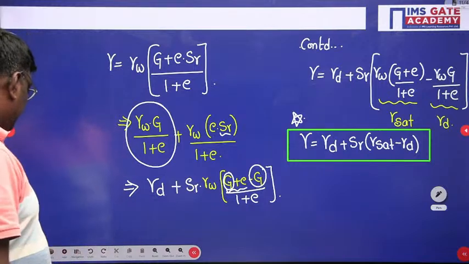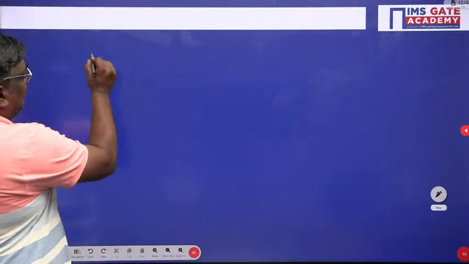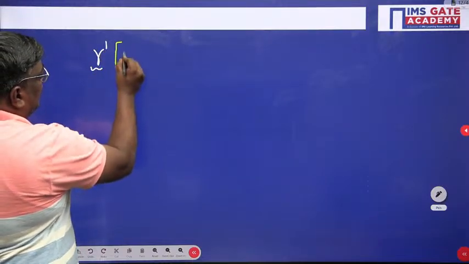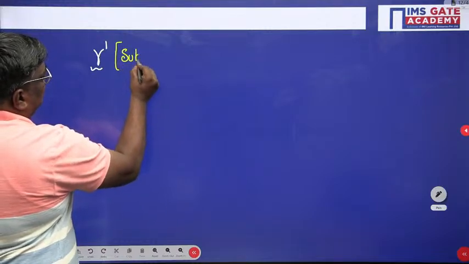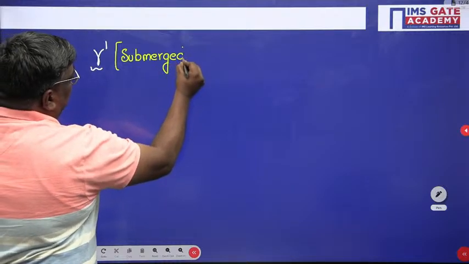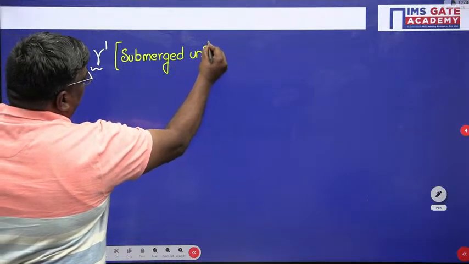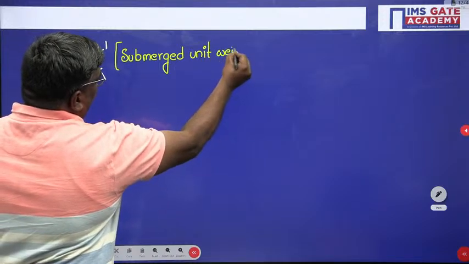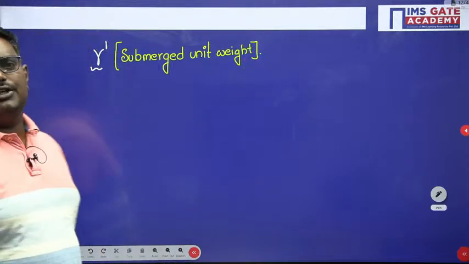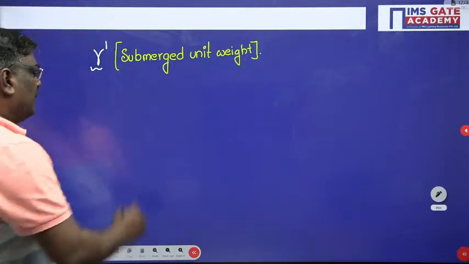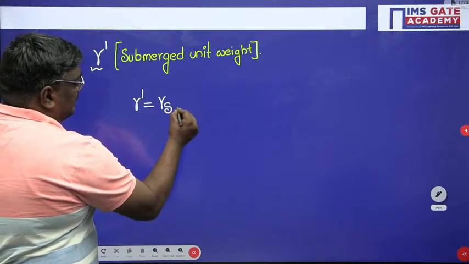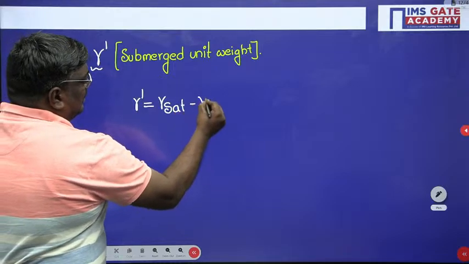Now let us see. Now see students, we have another term called gamma dash. What do you mean by gamma dash? It is nothing but the submerged unit weight. I have told in the previous class, gamma dash can be written as gamma sat minus gamma W.